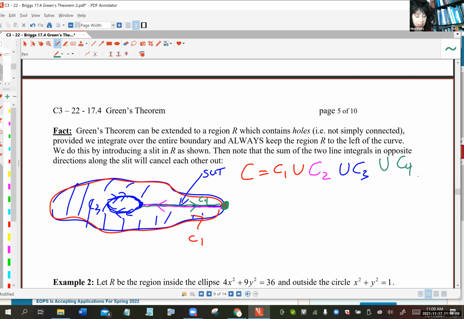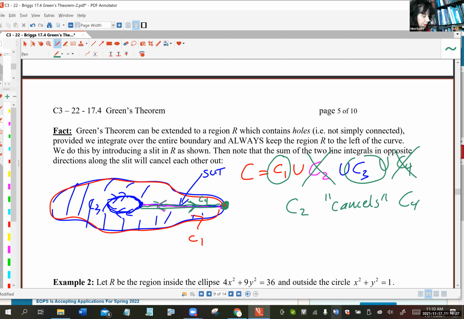Now, since C2 and C4 are really the same path but with different orientations, those line integrals will end up canceling each other out, because whatever the line integral along C2 is, the line integral along C4 will be opposite in sign. So that's sort of gone. We really only have to worry about C1 and C3, because C2 cancels the C4 line integral.